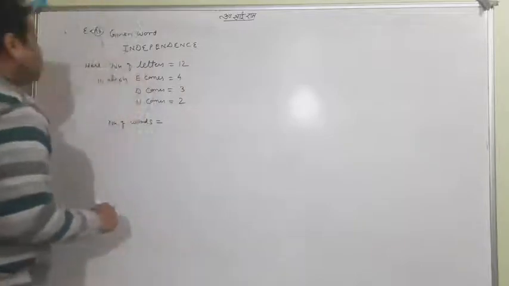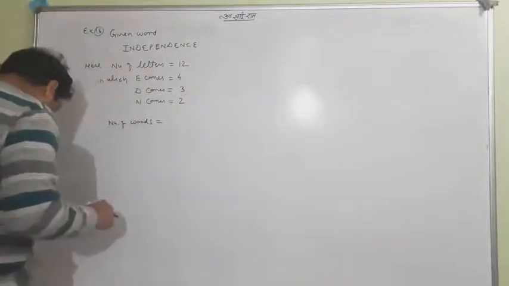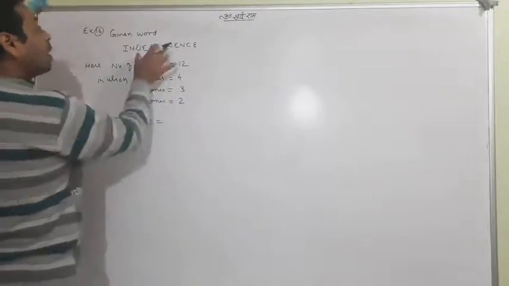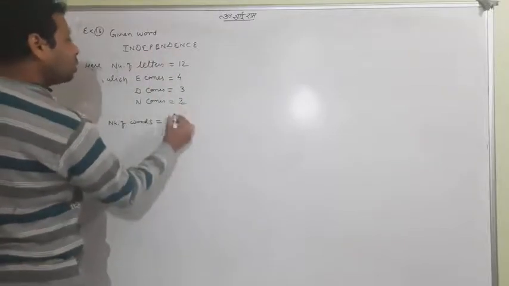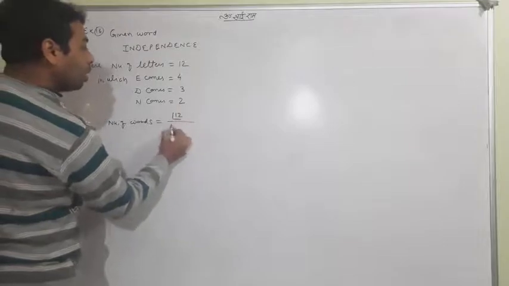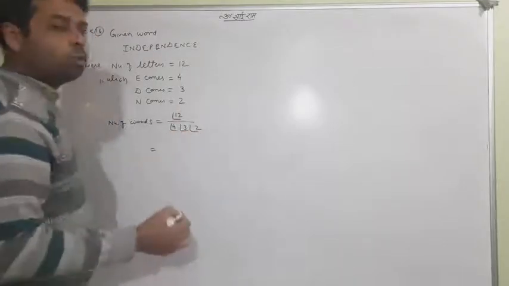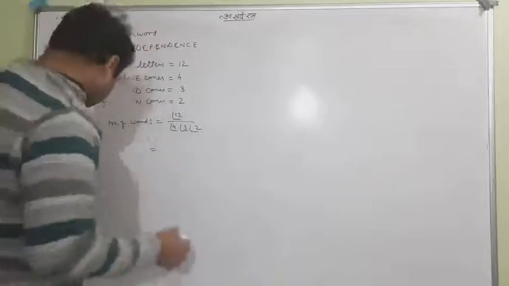Let me check it out. We did okay, we are correct here. 4, 3, 2. Now the number of words which are formed from the letters of the word independence are factorial 12 upon factorial 4, factorial 3, factorial 2. That is very well known now. Those are repeating, so we have to divide by it.